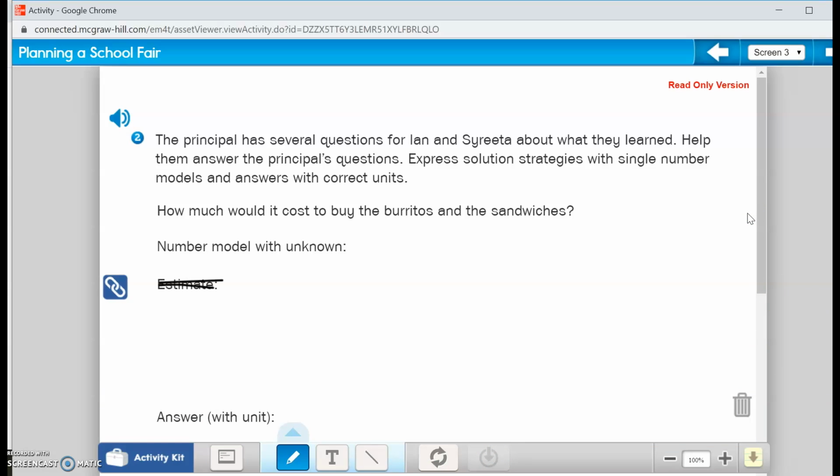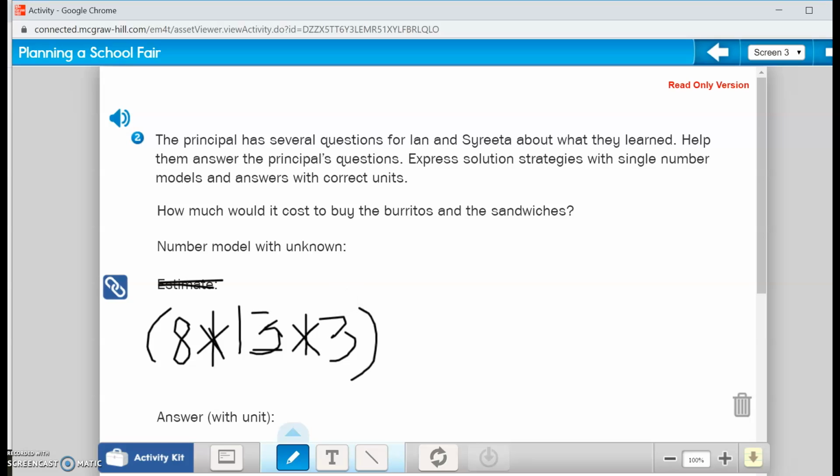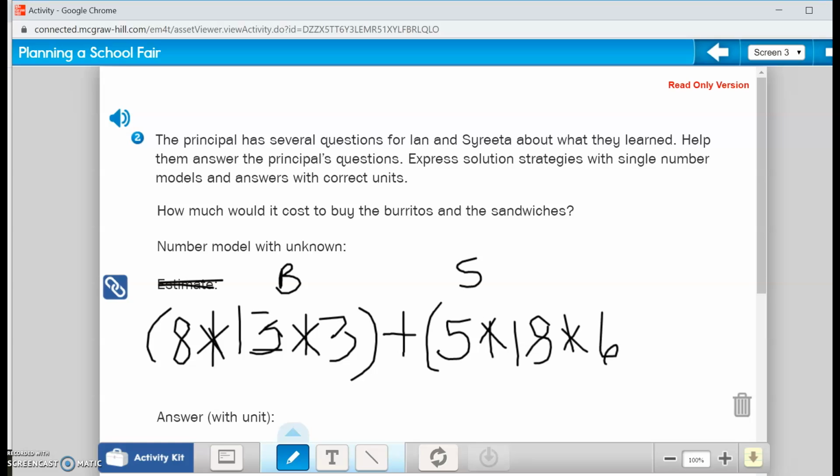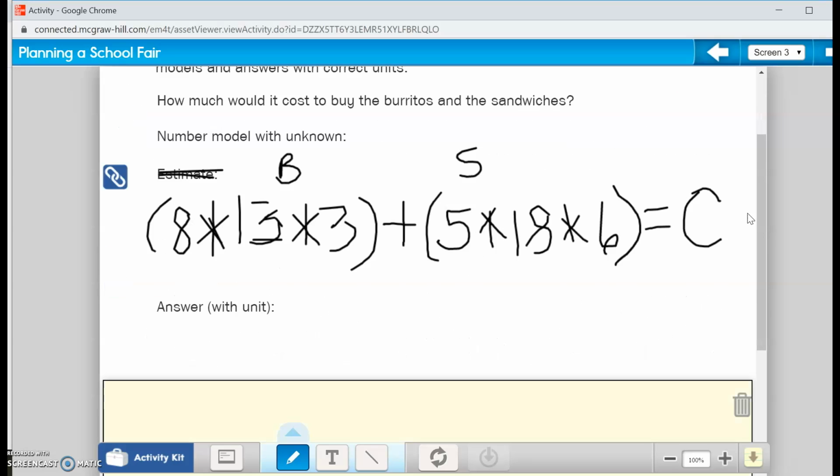Okay, so my burritos are 8, so I'm doing 8 times 13 times 3. Then I'm adding them, right? I'm adding the burrito and the sandwich. The sandwich was 5 in a pack. You need 18, and they cost $6 an item. I'm going to say equal how much it costs. See, again, cost. They want to know units. It's going to be money.